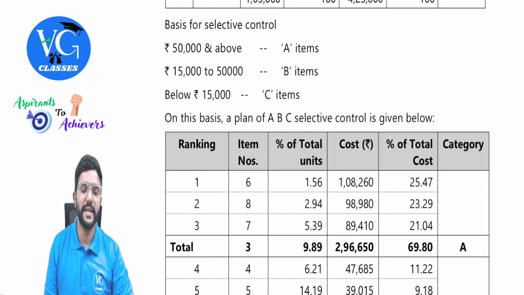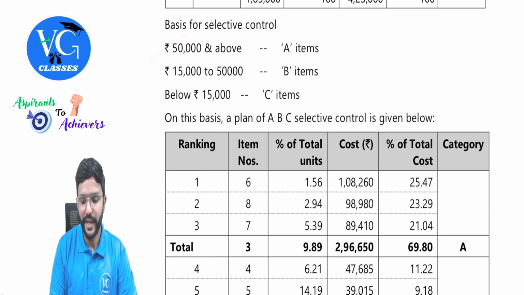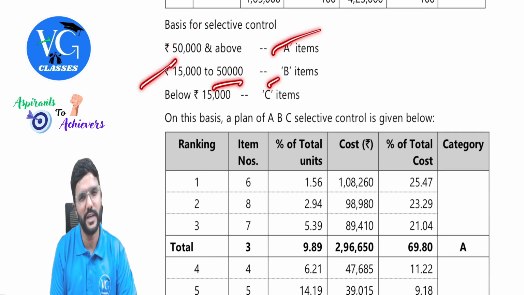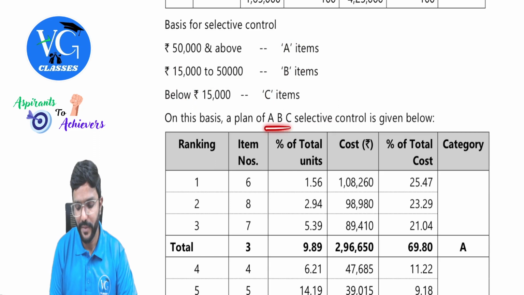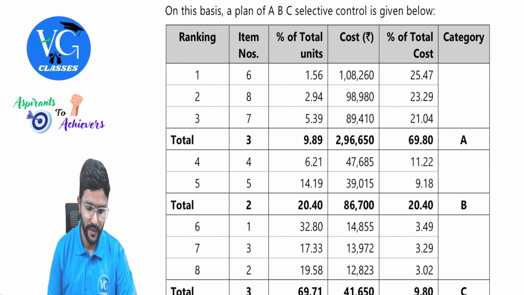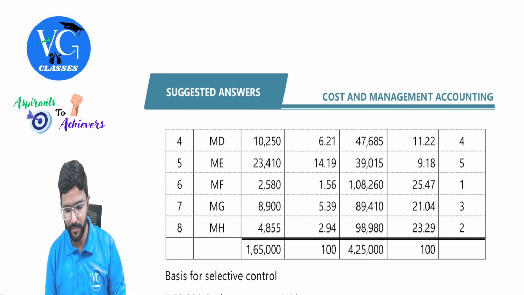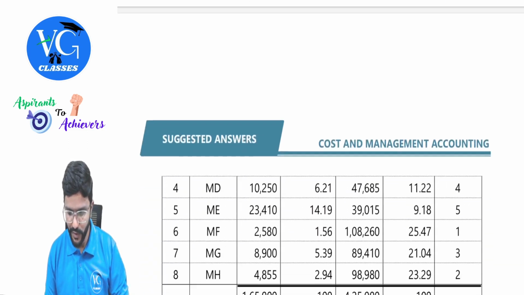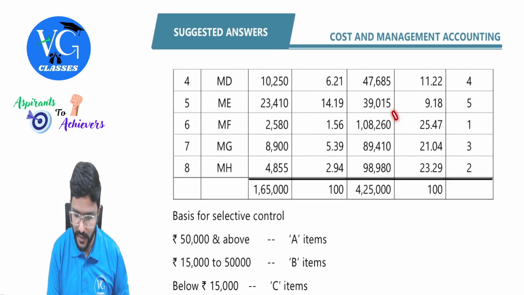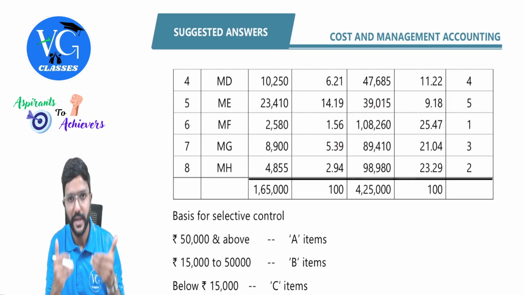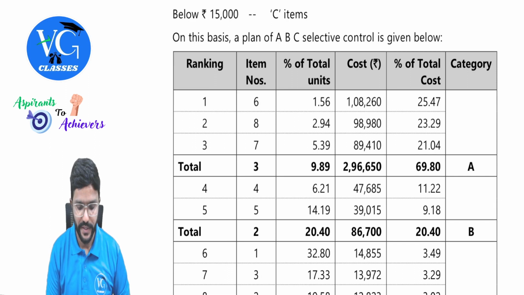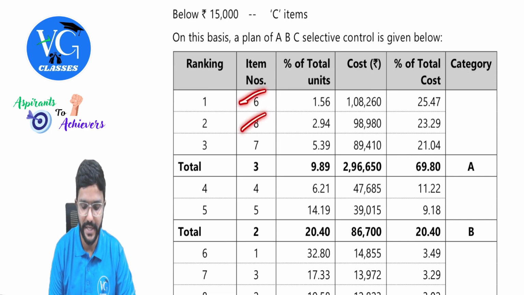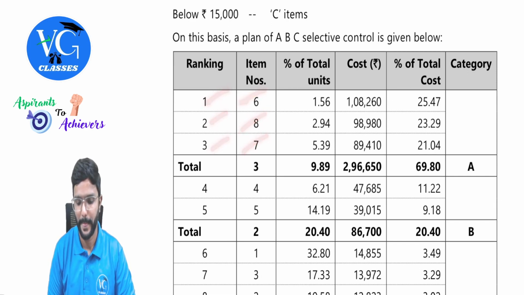Now, basis for selective control: 50,000 and above are A items, 15,000 to 50,000 would be B category, and below 15,000 it is C category. Yes. On the basis of a plan, ABC selective control is given below. Okay. Ranking 1, 2, 3 we are taking. So simple, guys. Ranking 1, 2, 3, you can see the cost would be more than 50,000 for sure. Yes. So that comes under A category. Cost is more than 50,000. Yes. So you can see item numbers would be 6, 8, and 7 for ranking 1, 2, 3.